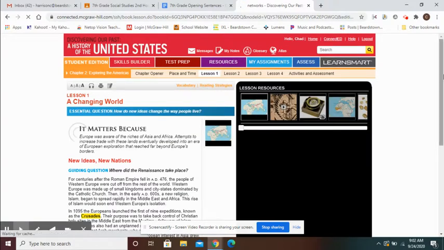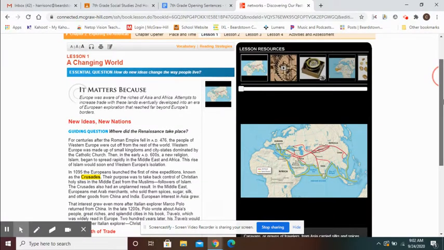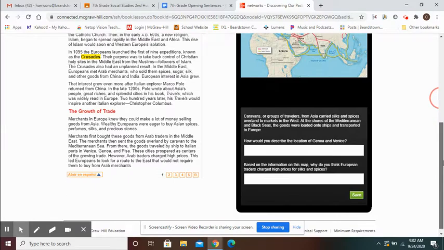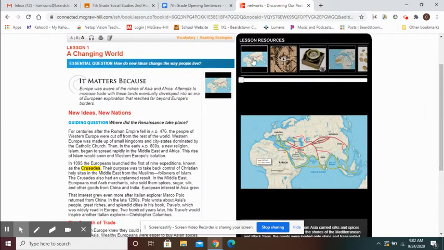Titled A Changing World. Again, you can either have the chapter read to you or you can read on your own. Remember, we do have the ability to translate the text into Spanish. And please take some time to look at the maps, to check out the videos and other visuals that are provided with the lesson.